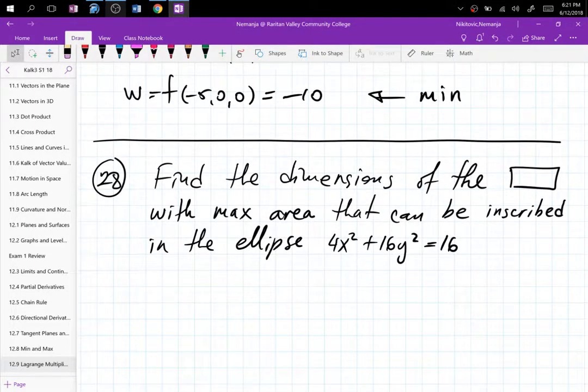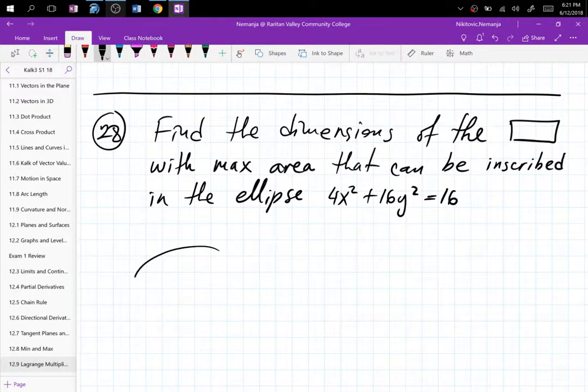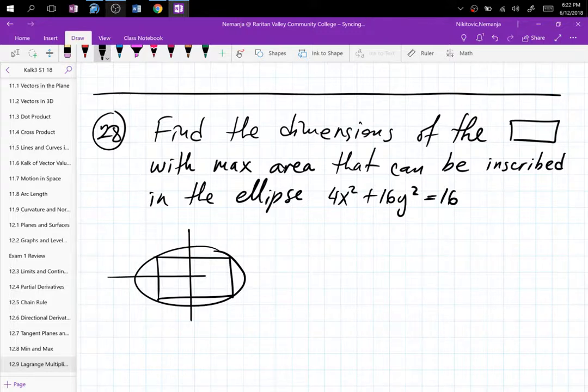So the situation is as follows. I have an ellipse and I have a rectangle inscribed inside, and if I label this point x, y, we want to find the dimensions of the rectangle that will have maximum area. Wow, this problem can be done actually even in Calc 1.